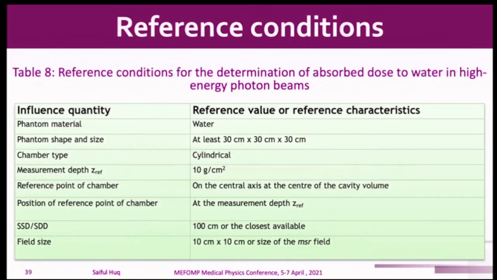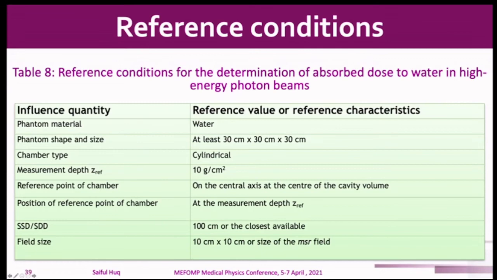The code of practice gives you a lot of tables for the reference conditions. Here is an example of the reference conditions for the determination of absorbed dose to water in high energy photon beams. Water is the phantom material. The recommended chamber is cylindrical, the reference depth is 10 grams per square centimeter, and it gives you some other information. SSD and SCD should be 100 centimeter or as close as possible. Field size, if you have a 10 by 10, that's ideal. But if you don't, then the largest field size is the MSR field size.